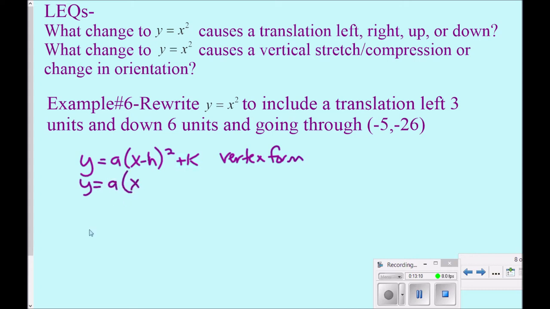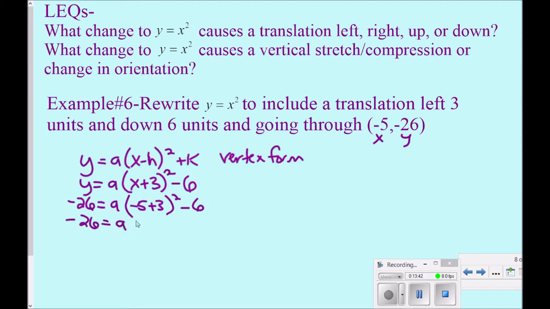So I know that it says left 3, so we know that means plus 3, the quantity squared. And then I see down 6, so I know that's minus 6. So that's my first step. Now I'll put the coordinates in, -5 in for x and -26 in for y. I don't know a, but I do know -5 is x. That's the quantity squared. Don't forget the squared. So we have -26 equals a times -5 plus 3 is -2, -2, the quantity squared.